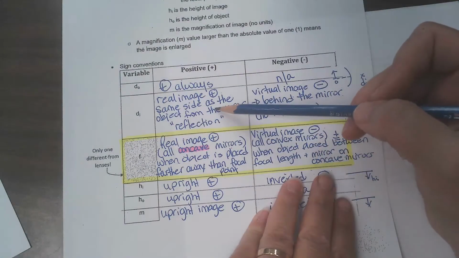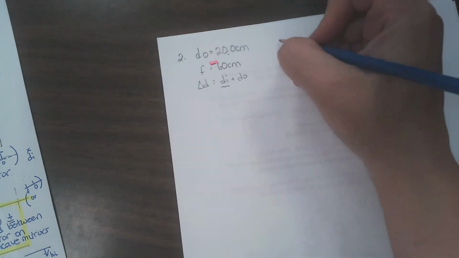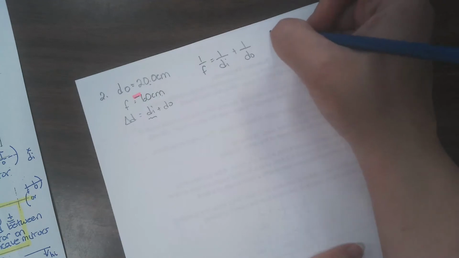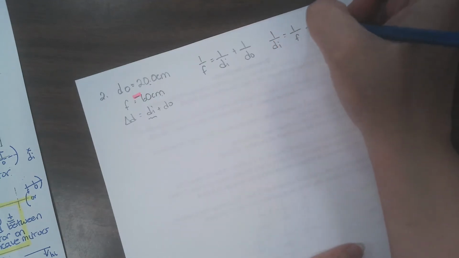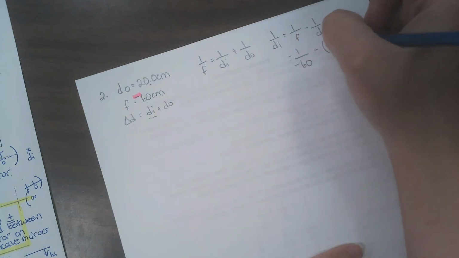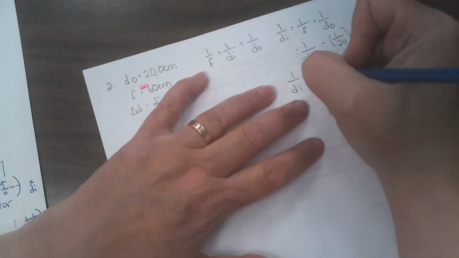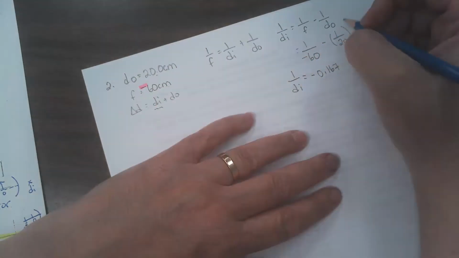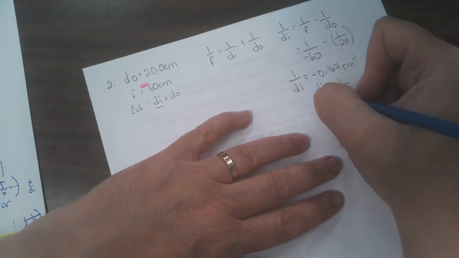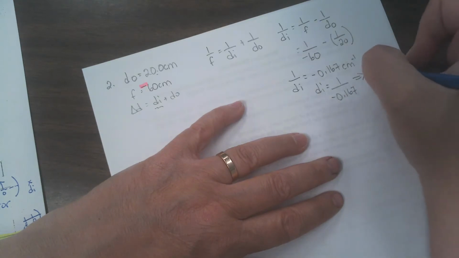DI tells us all kinds of information, positive or negative, and we need it in order to figure this out because there's DI right there. So 1 over F is equal to 1 over DI plus 1 over DO. So 1 over DI would be equal to negative 0.167 centimeters to the negative 1, which means that DI is equal to 1 over negative 0.167, which gives us a value of negative 15 centimeters.